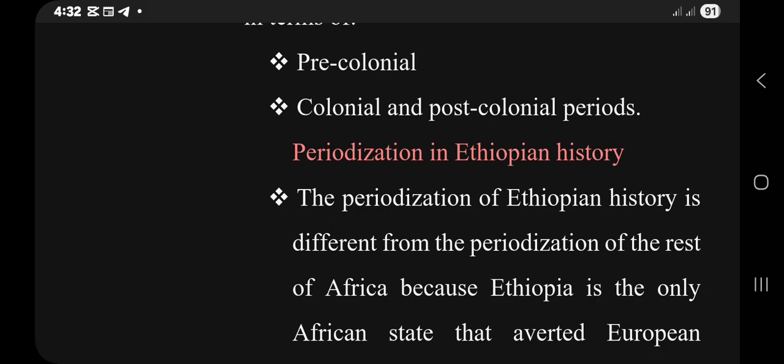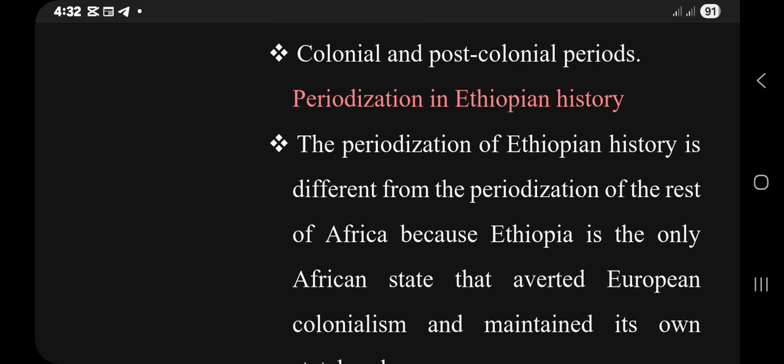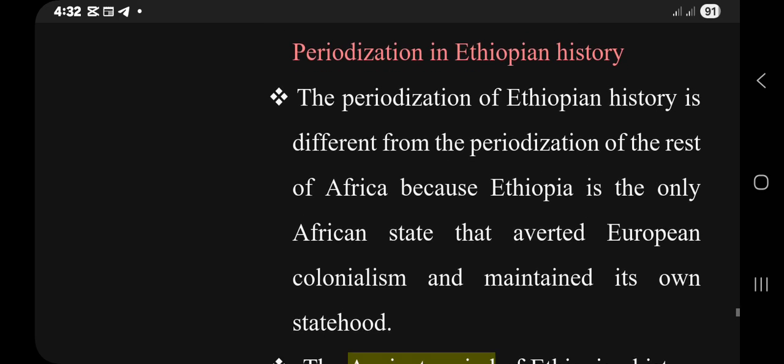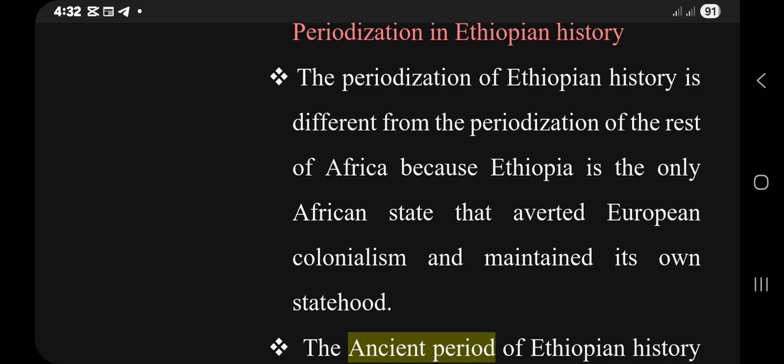Periodization of Ethiopian history is different from Africa. Why? Because Ethiopia is the only African state that averted colonialism. Because of this, Ethiopia has its own periodization. For instance, the ancient period of Ethiopia begins from state formation, 1000 BC, to 1270 AD, when King Yekuno Amlak came to power.